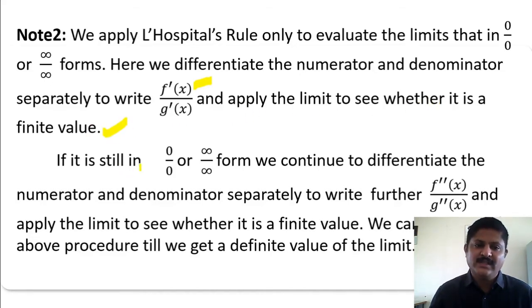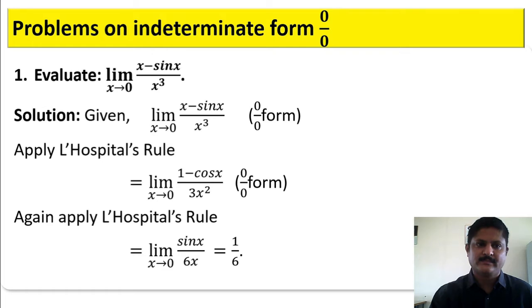If it is still in 0 by 0 or infinity by infinity form, we continue to differentiate the numerator and denominator separately to write further f double dash of x divided by g double dash of x and apply the limit to see whether it is a finite value. We can continue the above procedure till we get a definite value of the limit. We observe these properties in our problems.